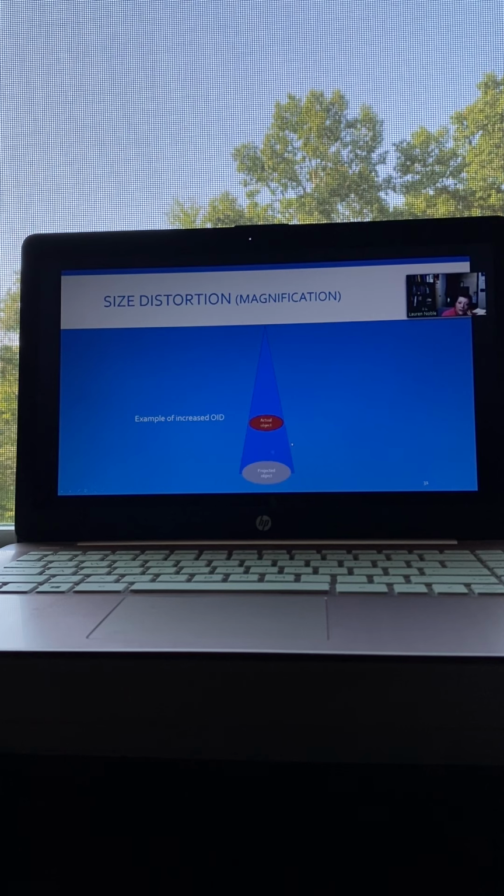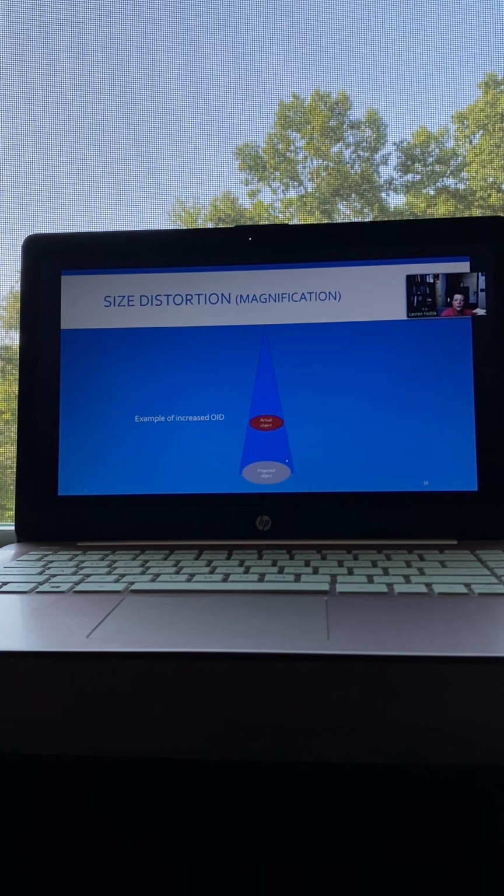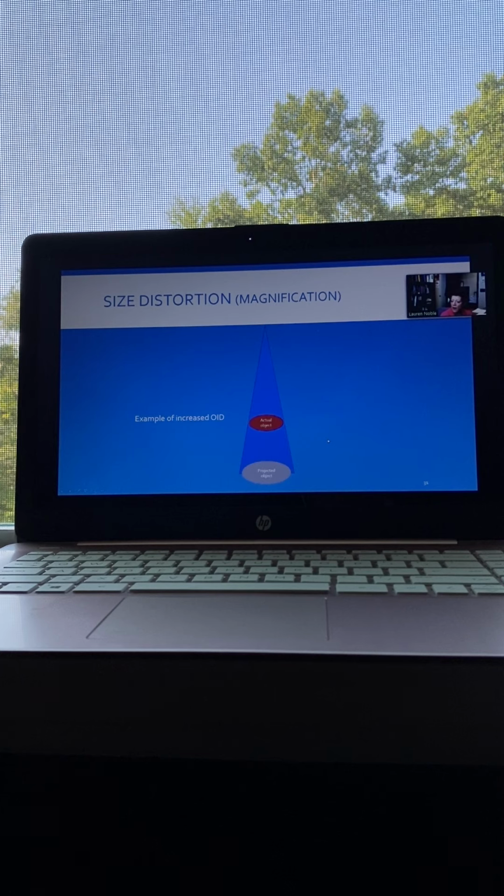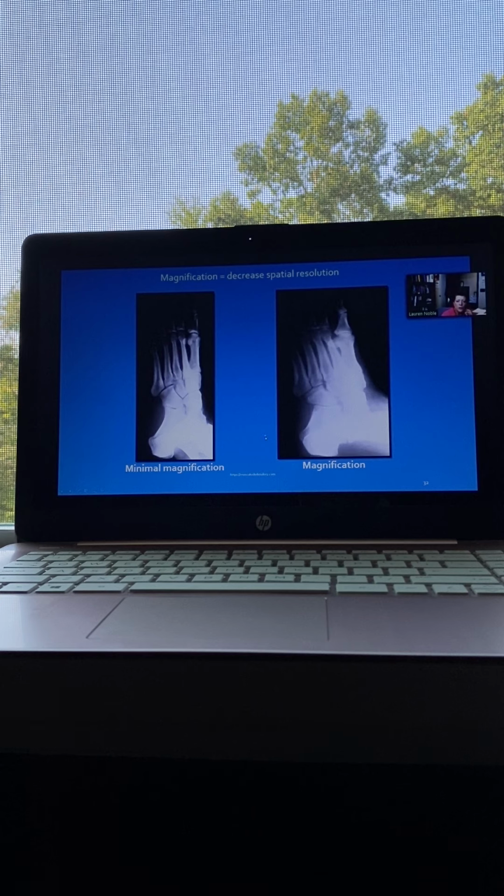I do have a couple of examples here, but like I said, I'm not going to have you worry about the specific details at this point. But here's an example of increased object to image distance. Here's the actual object. And if our image receptor is way down here, look how that projected object looks. It's larger than what it actually is inside the patient's body. And it's because we've got a big gap between our image receptor and the part. Our image receptor should be up close here.